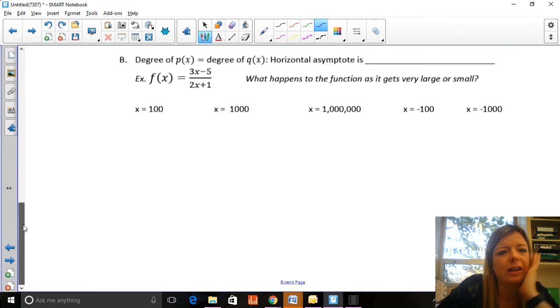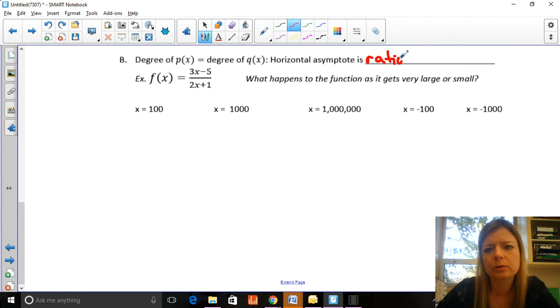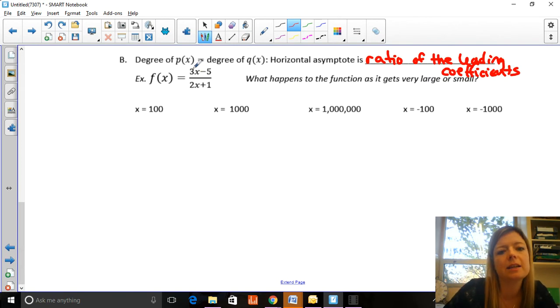Okay, now, what do you guys think about this, though? If the degree of p of x and q of x are the same, how can we come up with the horizontal asymptote? Well, it's actually going to be the ratio of the leading coefficients. So you got to make sure they're in order there, and then you look at the ratio. So in this case, it's going to be 3/2 or 1.5.